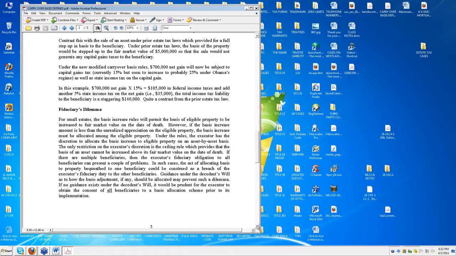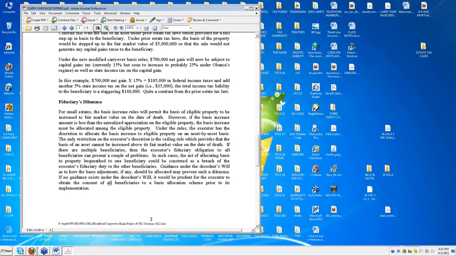For small estates, the basis increase rules will permit the basis of eligible property to be increased to fair market value on the date of death. However, if the basis increase amount is less than the unrealized appreciation on the eligible property, the basis increase must be allocated among the eligible property.